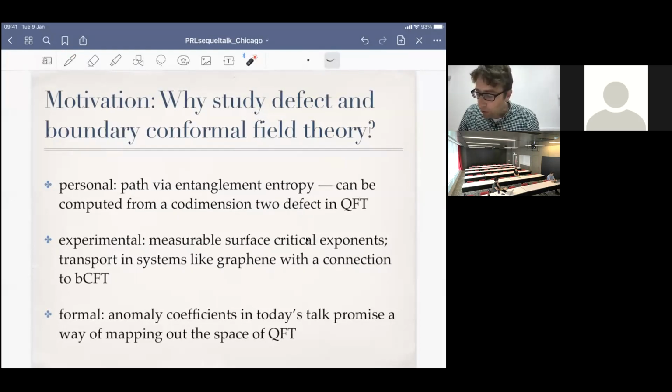And then there's sort of formal aspects, which is really what's behind the current talk and the current two papers that Itamar and I wrote that I'm going to talk about today, where I'm going to focus on this notion of anomaly coefficients in boundary and defect conformal field theories as maybe a way of mapping out the space of these quantum field theories. So that's my background motivation.